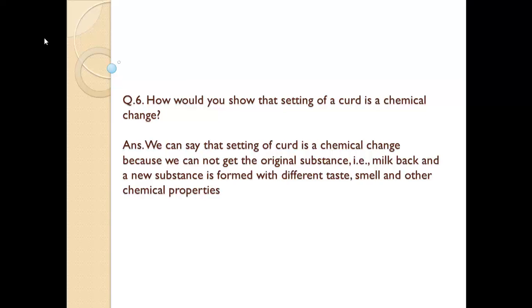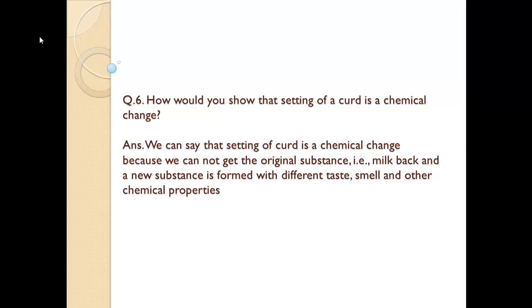How would you show that setting of a curd is a chemical change? We know that when milk sets into curd, the taste will change entirely. The milk will become more sour in taste when it changes into curd. Therefore, we can assume that some acid is produced during the chemical reaction as it turns more sour in taste. And also, we can observe some change in smell. Therefore, setting of curd is a chemical change.